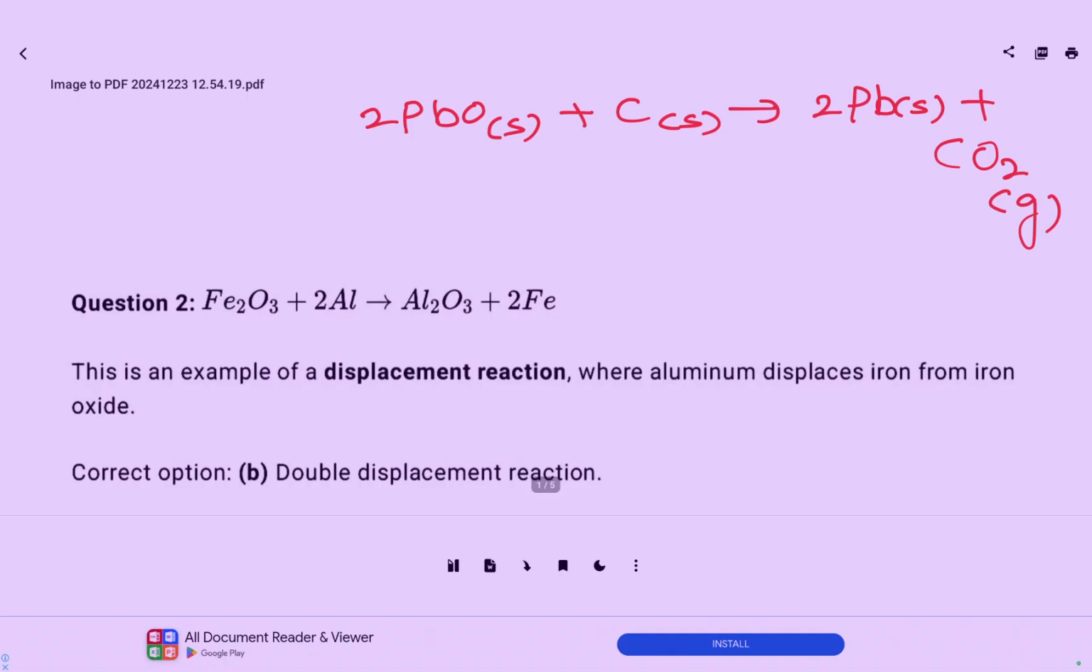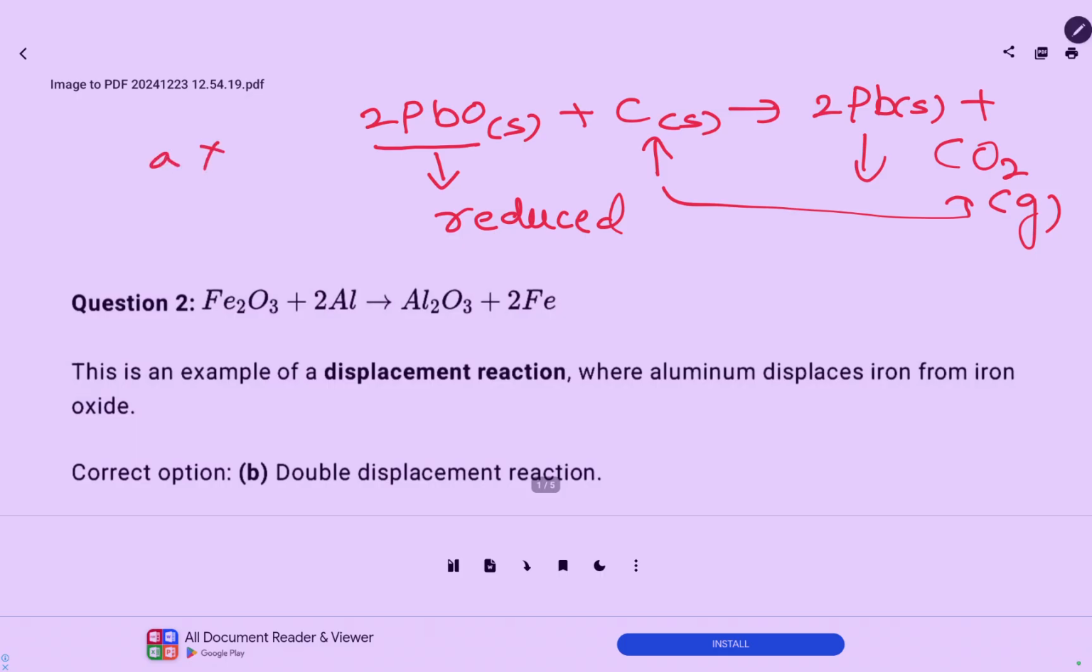So here you have to be very careful, but it is very simple to understand. Here lead oxide is getting reduced to form lead, and similarly carbon is getting oxidized to form carbon dioxide. So these two statements are correct, and the remaining two statements are wrong. The first statement, lead is getting reduced, is wrong, because here lead oxide is getting reduced, so option A is wrong. Option B, carbon dioxide is getting reduced, oxidized, is also wrong.